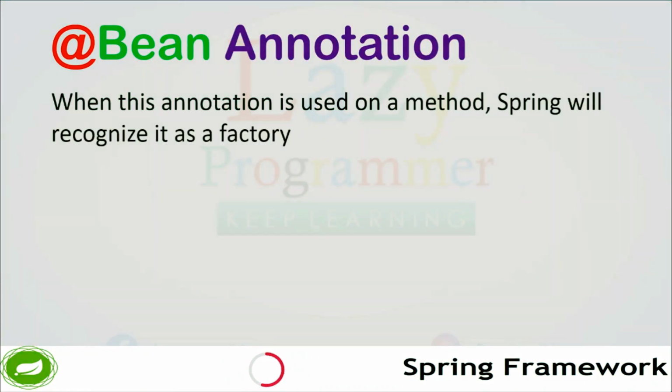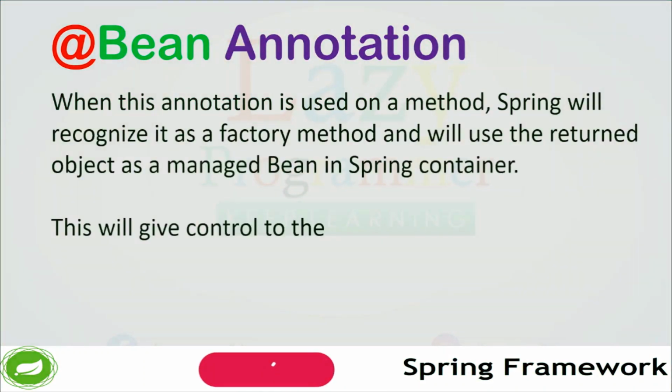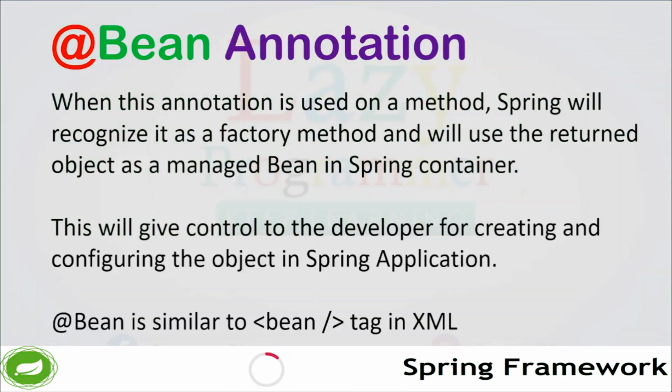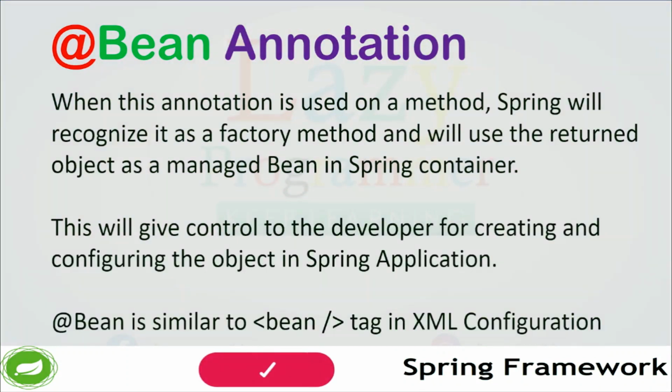The @bean annotation is a feature in Spring Framework which is used to indicate that a method in a Java class is responsible for creating and configuring the instance of a bean, which will be managed by Spring IOC container. When this annotation is used on a method, Spring will recognize that particular method as a factory method and will use the returned object as a managed bean. This will give control to the developer for creating and configuring the objects in Spring application.